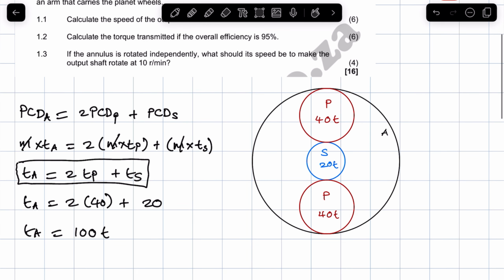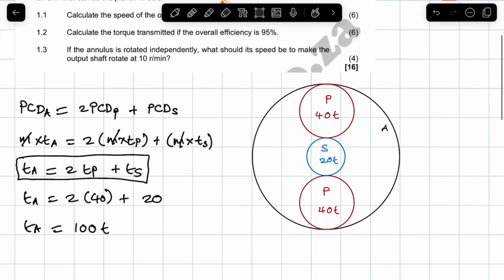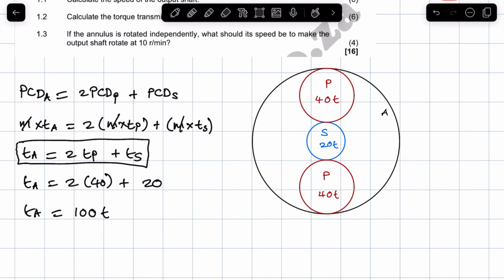Now it is very important that you have all the number of teeth of your gears, because it is important for condition 1 in our table.